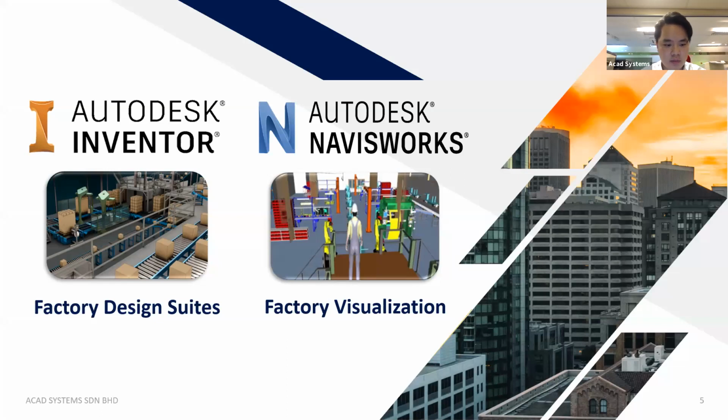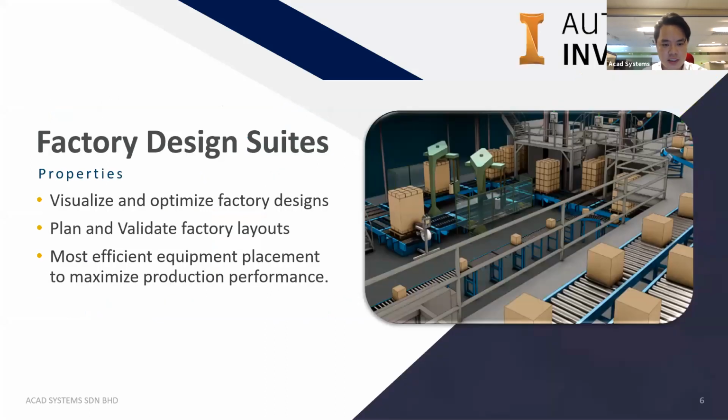For Inventor, we will use the Factory Design Suite to design the factory that we want. And Navisworks is software that can help us have a clear visualization of our factory design. The Factory Design Suite from Inventor helps us to visualize and optimize all the factory designs, and it helps us to plan and manipulate the factory layouts. And this is the most efficient equipment placement to maximize all the production performance.